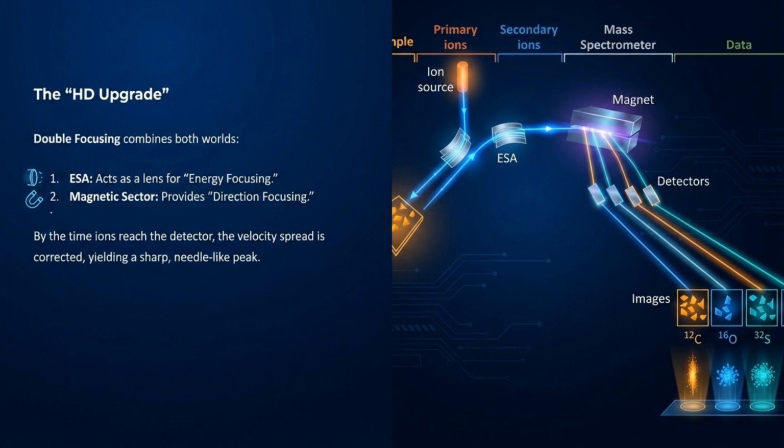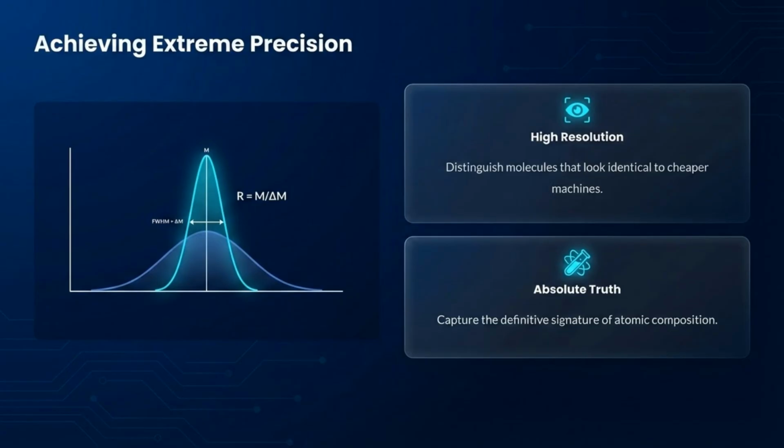First, the ESA acts as a lens, energy focusing the beam so that all ions of the same mass have the same energy. Then, they hit the magnet for direction focusing. Instead of a wide, blurry mountain, you get a sharp, needle-like peak. This upgrade allows us to distinguish between two molecules that are actually different by just a fraction of an atomic mass unit. We move from a blurry guess to a definitive measurement.